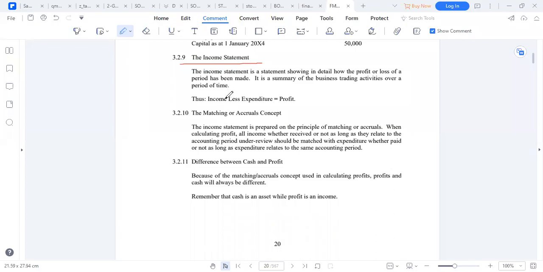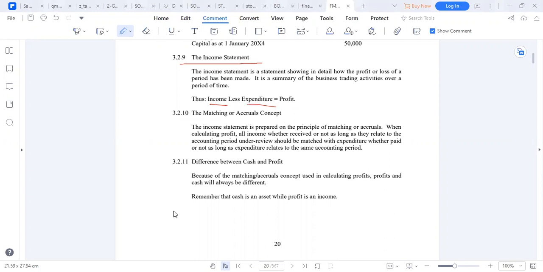The income statement is simply a statement that shows in detail how much profit or how much loss we are making in a particular period. So it is a summary of trading activities over a period of time. Our profit is simply the difference between our income and our expenditures.